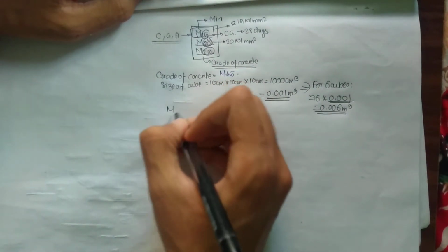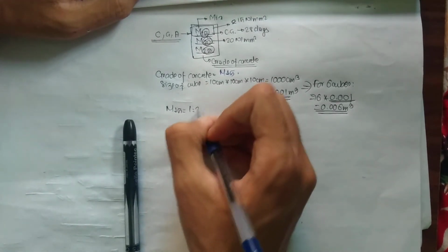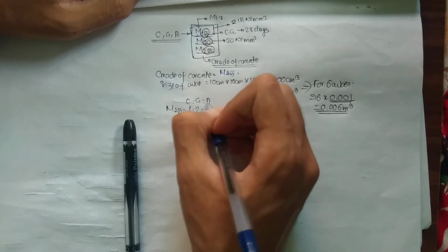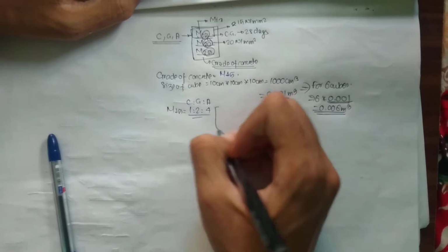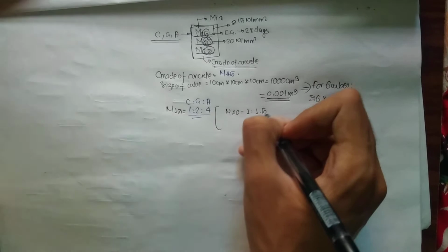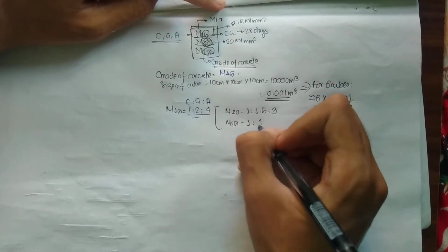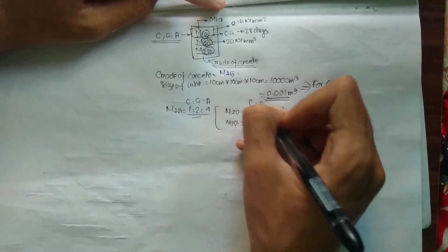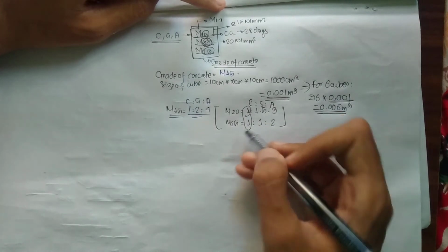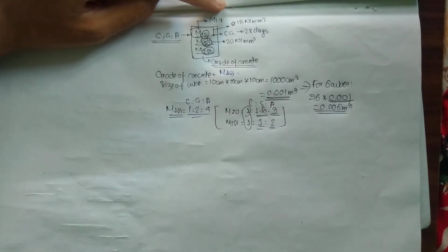So right now for M15, as we know, M15 consists of 1 part cement, 2 part sand and 4 part aggregate. Similarly, M20 consists of 1 part cement, 1.5 part sand and 3 part aggregate, and M25 consists of 1 part cement, 1 part sand and 2 part aggregate. So as you can see, as the grade of concrete increases, the amount of cement increases in proportion to other components.